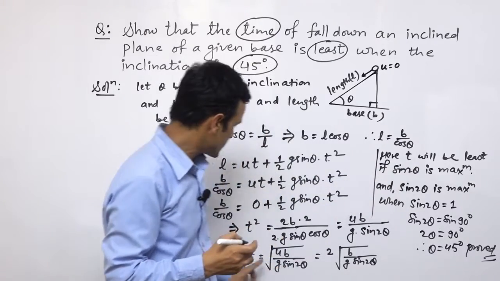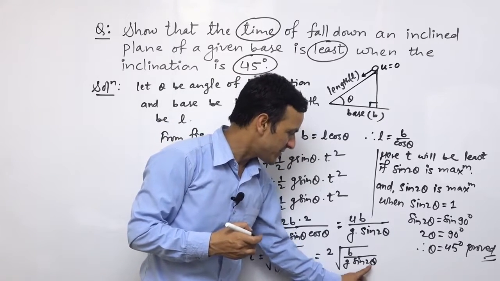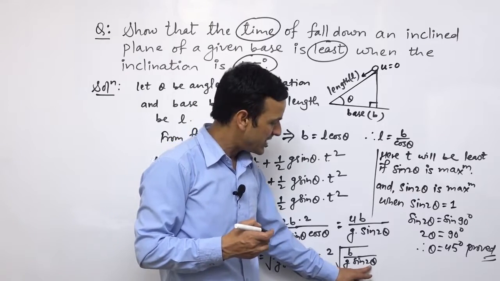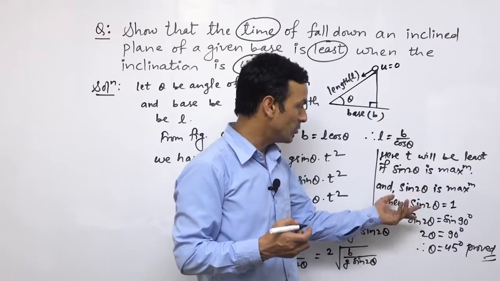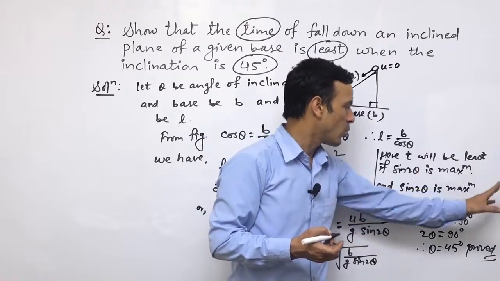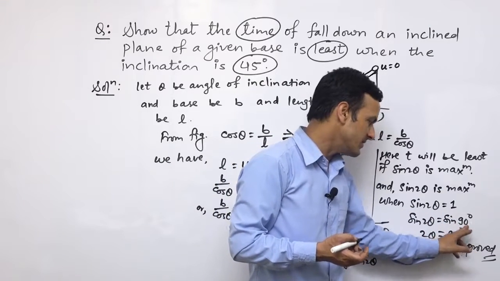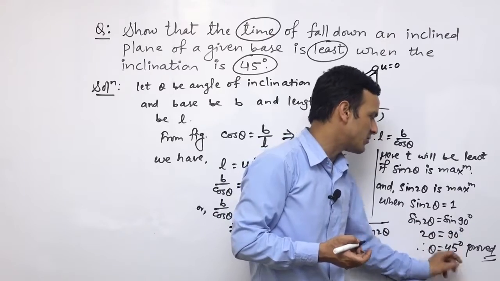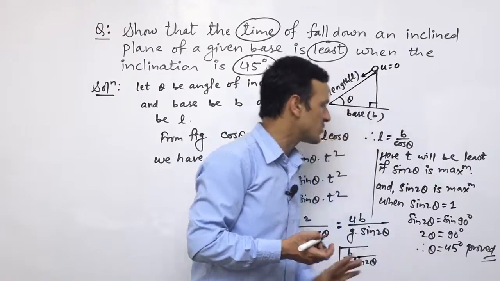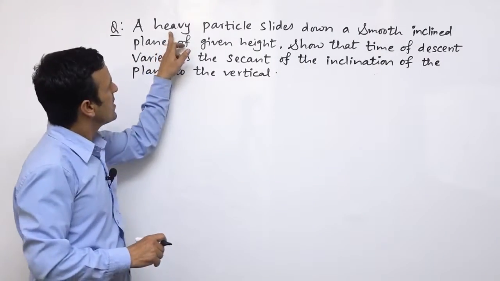The value of t is based on the value of theta. Our t depends on the value of sin 2 theta, because B upon g is a constant value. If sin 2 theta is at its maximum value, then t will be least. Sin 2 theta is maximum when it is 1, and for that it must be sin 90, so 2 theta is equal to 90 and theta is equal to 45. This is our required result, so theta equal to 45 is the correct answer for the least time.